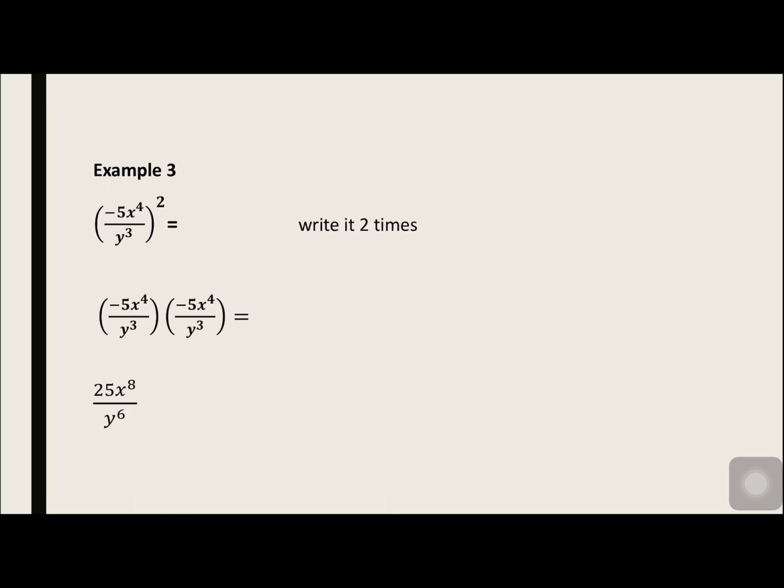Example 3. Negative 5x to the fourth over y cubed to the second power. Write it out 2 times. Negative 5 times negative 5 is 25. For the exponents in the very top part, you can just multiply. For x, 4 times 2 is 8. For y, 3 times 2 is 6.